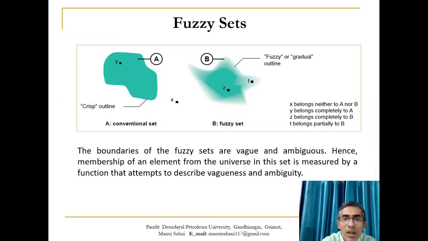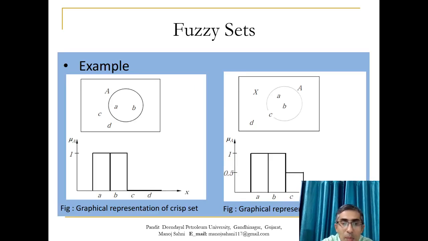Okay, so as you can see here, T belongs partially to B, where Z belongs completely to B, Y belongs completely to A, and X belongs neither to A nor to B. So that means there is an ambiguity if I take into consideration the element T, but not for X, Y, and Z. So this is the representation.